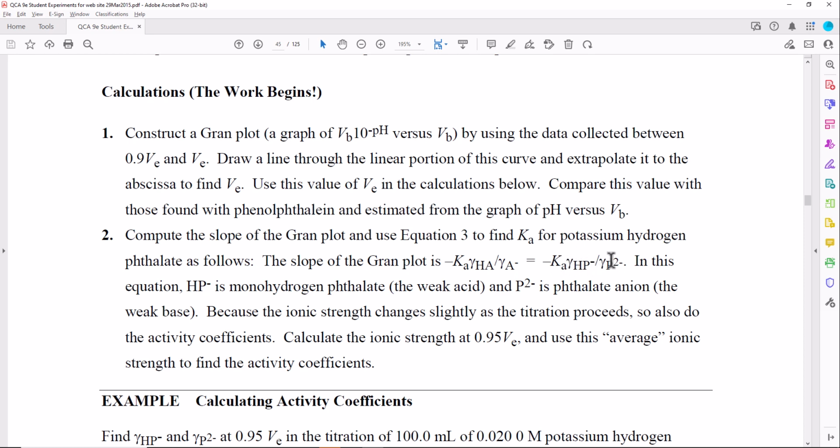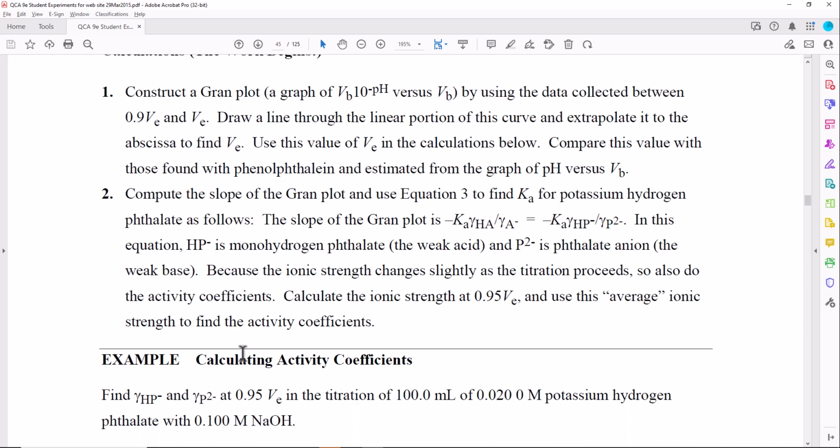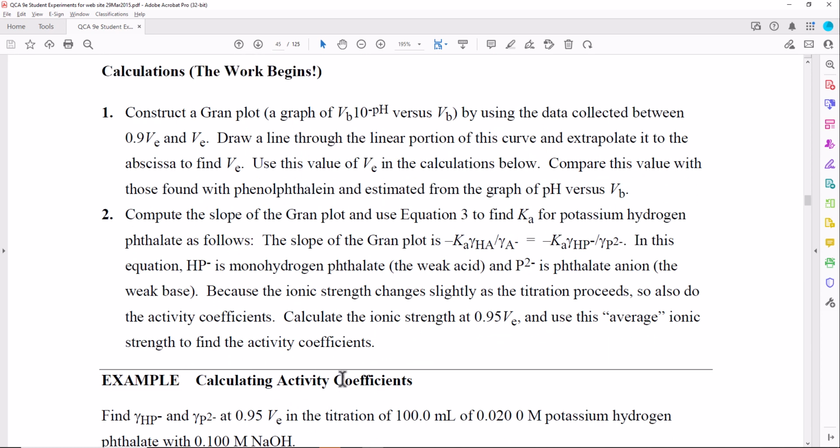So these gammas, where do we get those? Well, we're going to have to calculate those in order to find Ka. So we know our slope. We know our slope equals all this. We're looking for Ka, so we're going to need to know what these gammas are. All right, so they tell us that we can calculate activity coefficients from this example. But then it says the ionic strength is changing slightly as the titration proceeds.